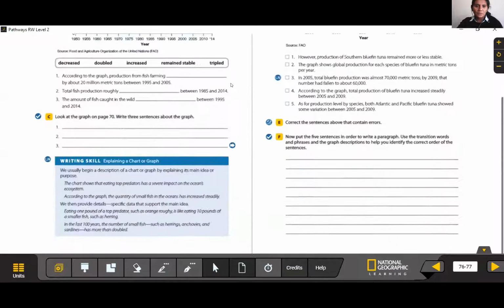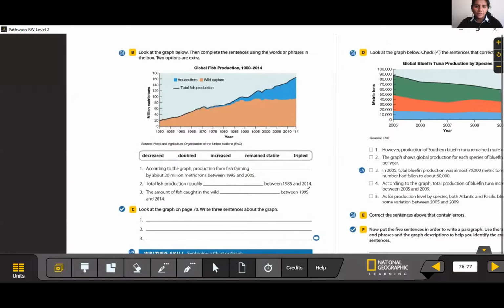I need to see which words you put here in the sentence. Number 1, what is the word? Number 2, what is the word? And number 3, what is the word? Okay?